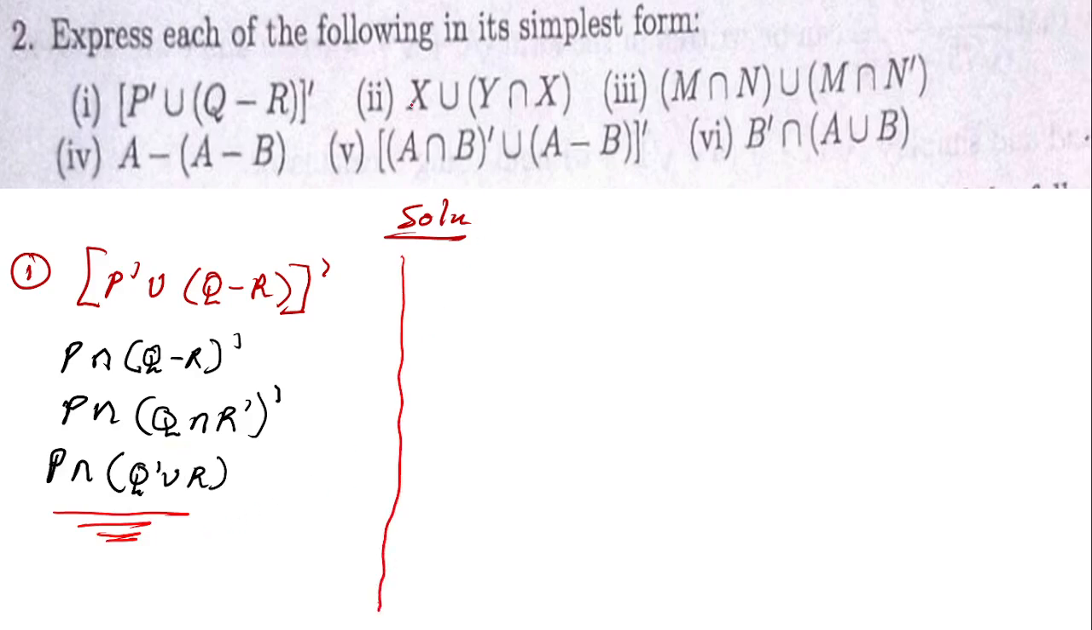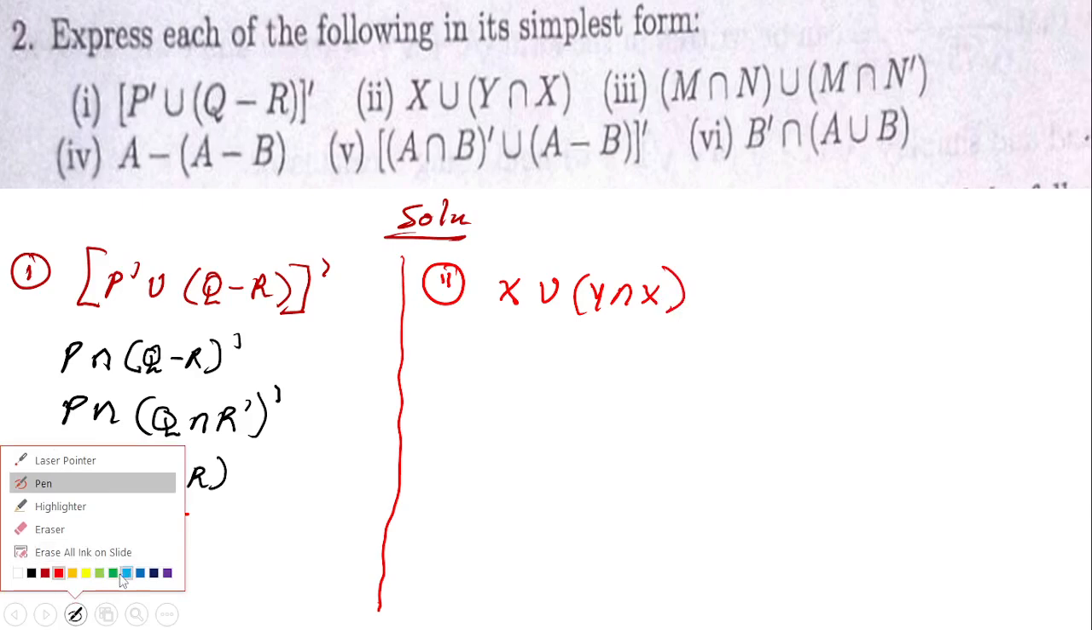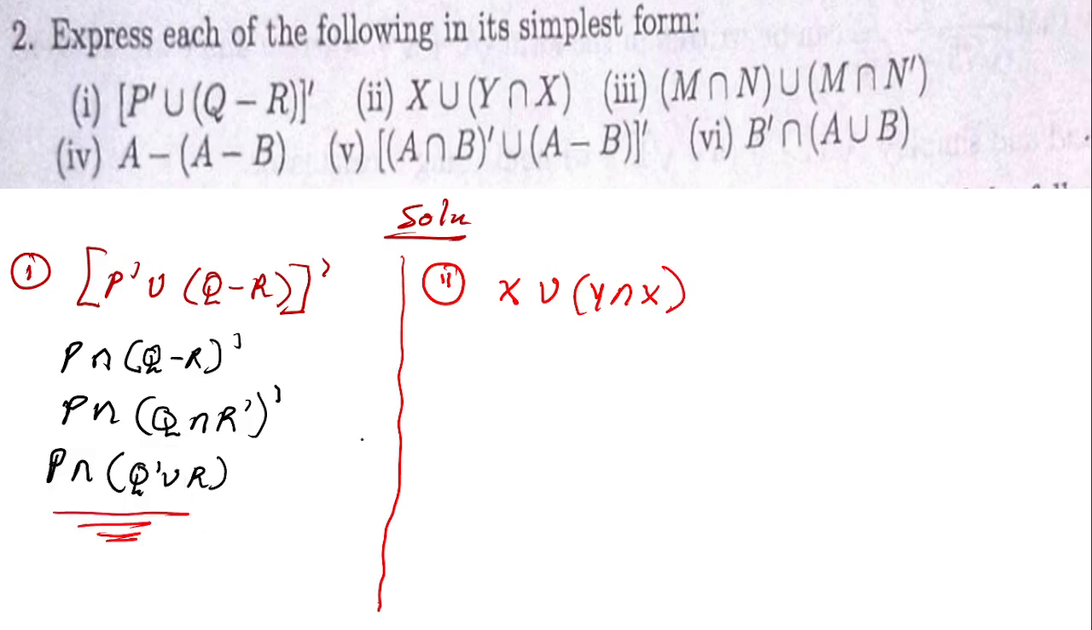Let me quickly look at number 2. So number 2 is X union, and then you have Y intersection X. For this one, I'll use the distributive law to work out this expression. Check out the video on simplifying of sets where I explain something like this.